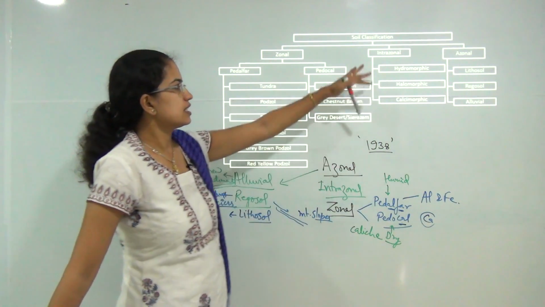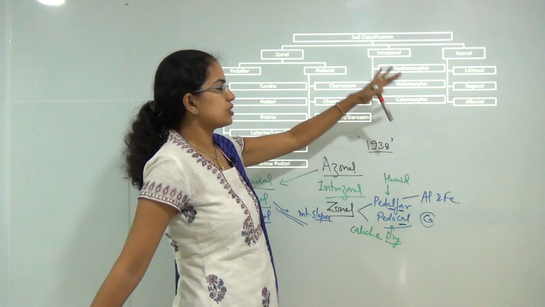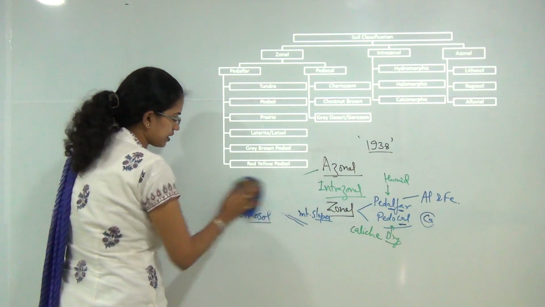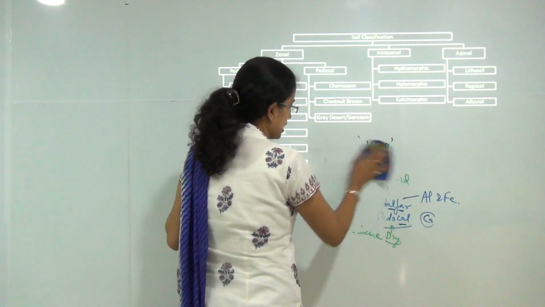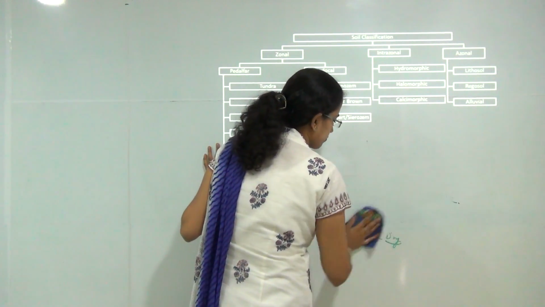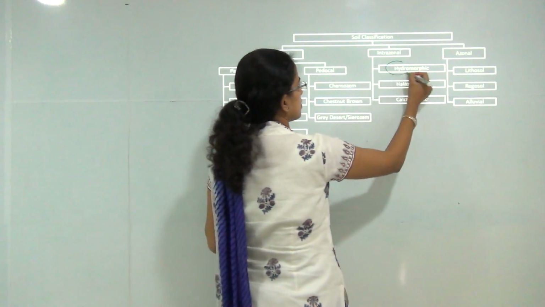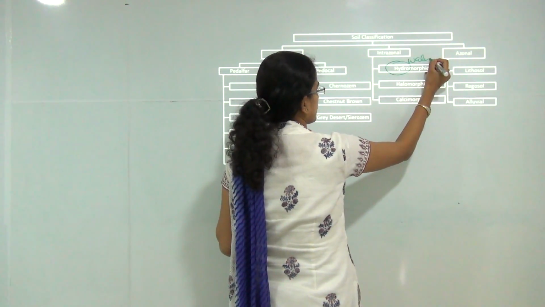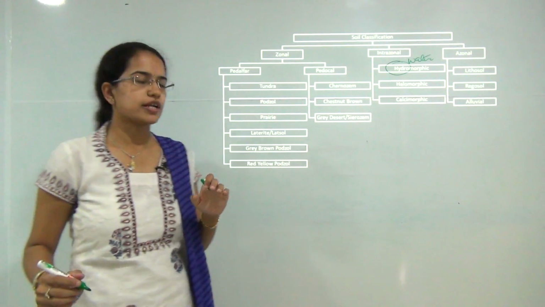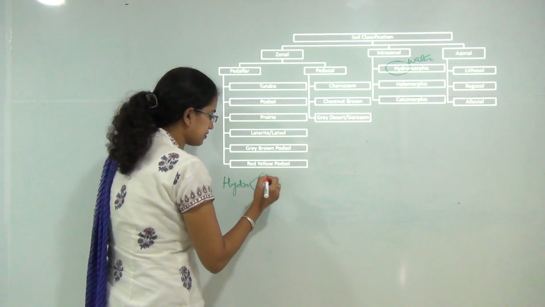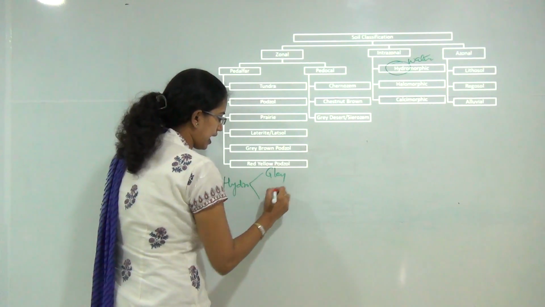The next is intrazonal soil. Intrazonal is classified into three types. You have the hydromorphic. As the name suggests, it has good capacity for holding water. Hydro means water. So you have the soil that's rich in water. Now hydromorphic soil is again classified into clay and peat.